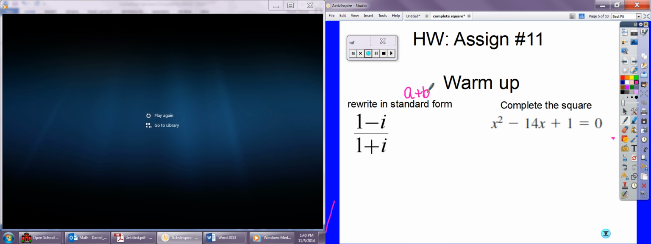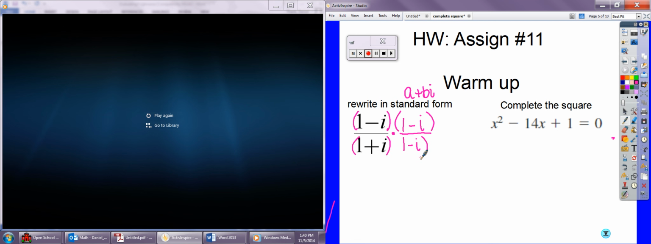A plus Bi. Okay? So I'm going to have to multiply by the conjugate in order to get standard form. What's the conjugate? I take the denominator and switch the sign in the middle. So I'm going to do 1 minus i, and I have to do the same thing on the top, 1 minus i. Now when I multiply fractions, I have to multiply straight across, and in this case I have two binomials, which means I'm going to have to FOIL them.